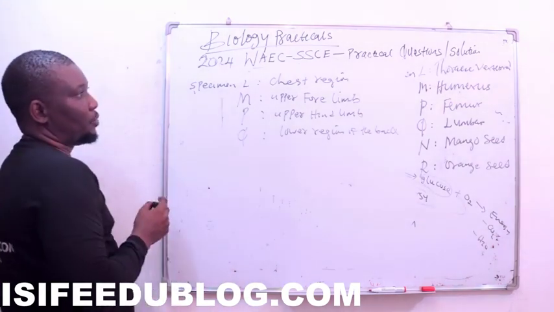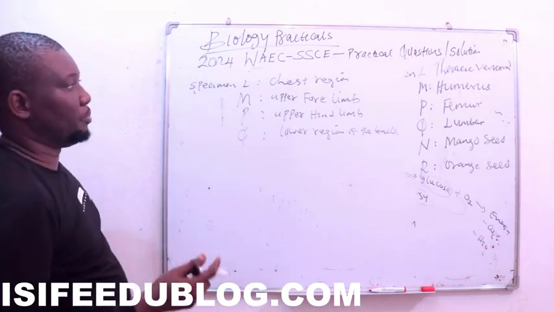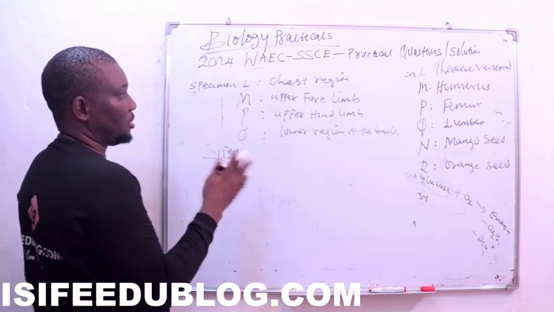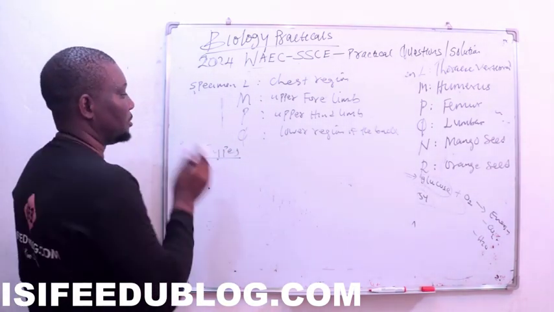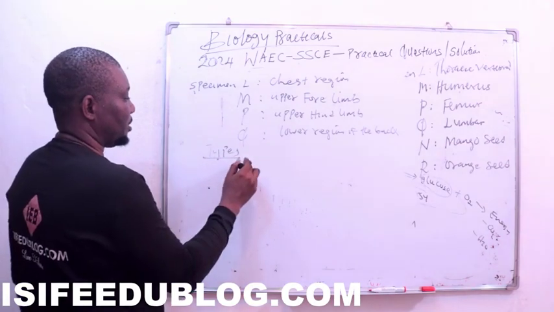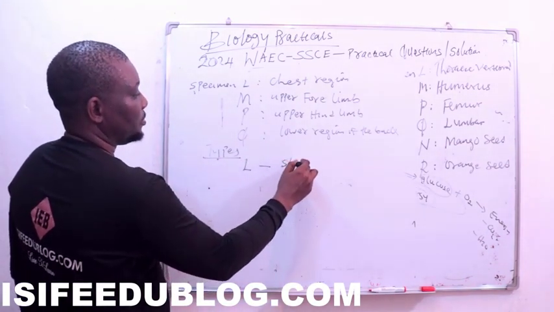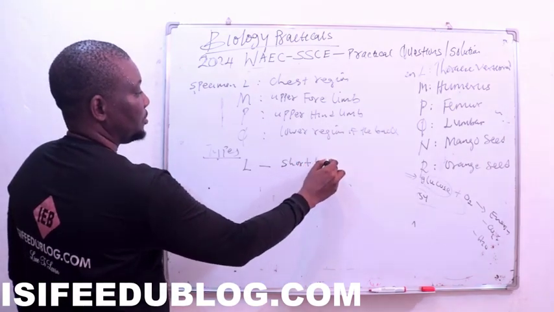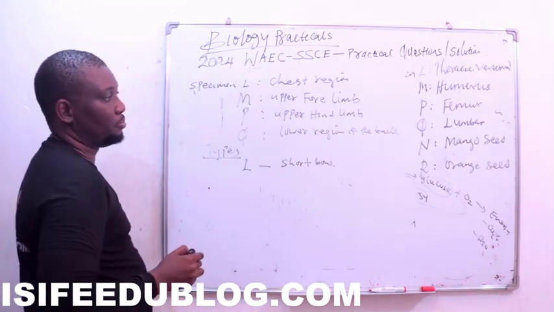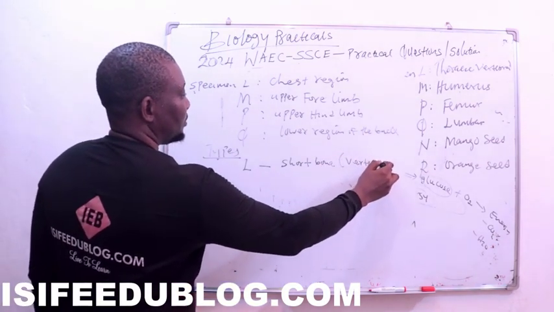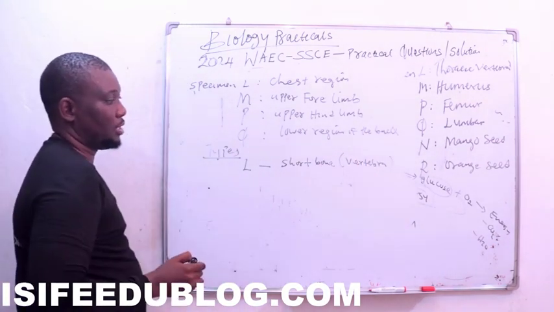Again, we can get a question about the types of these bones, whether long, short, or irregular. So let's start with the first specimen. What is the type of this bone? Thoracic vertebra is a short bone. It is also part of the vertebral bone. Are you with me? So that is it.